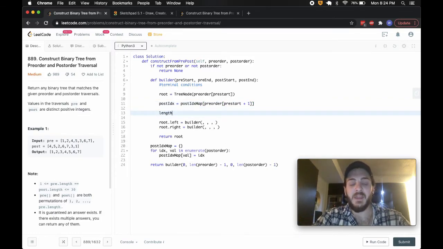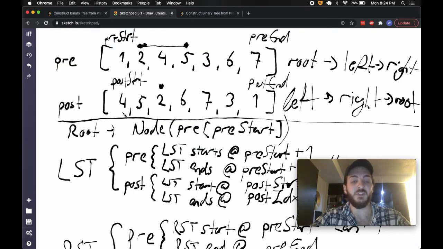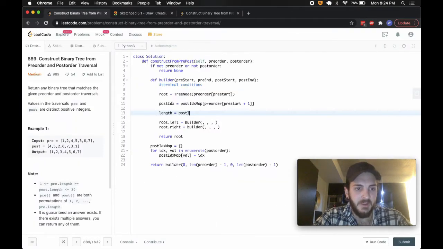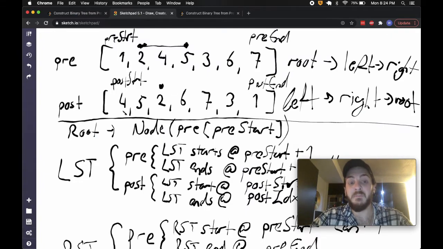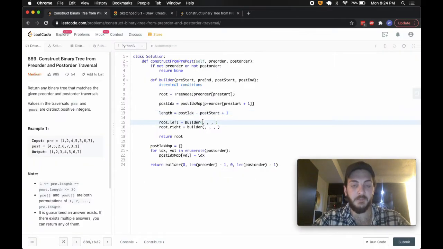With that, I'm then going to have to determine what the length is going to be of our subtree. So this is the length that I was talking about right here. The length is going to be equal to the post index that we just saw minus post start plus 1. The reason we're doing that is, we always do this with indices. Imagine this index here is 2 and this index here is 0. The distance between these two inclusive is 3. So we're taking 2 minus 0 plus 1. That's how we're getting the length here.